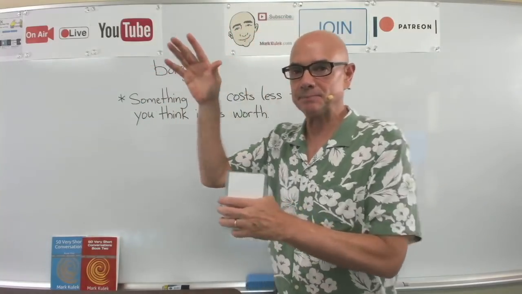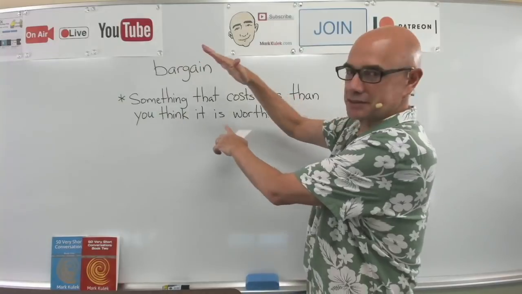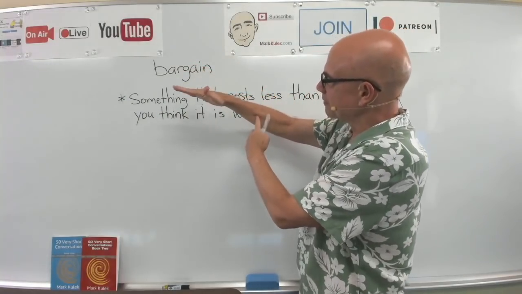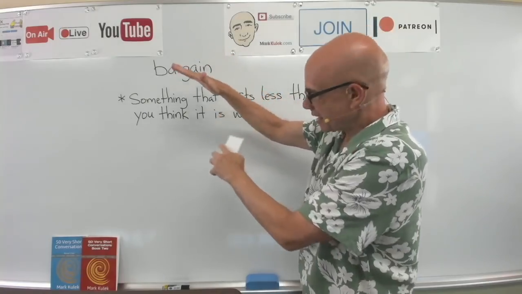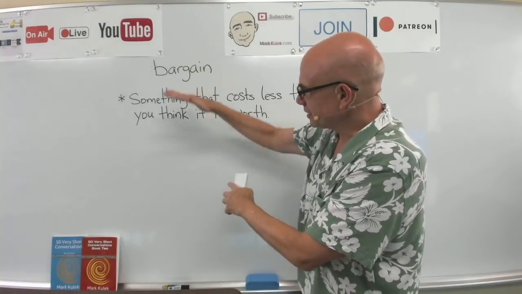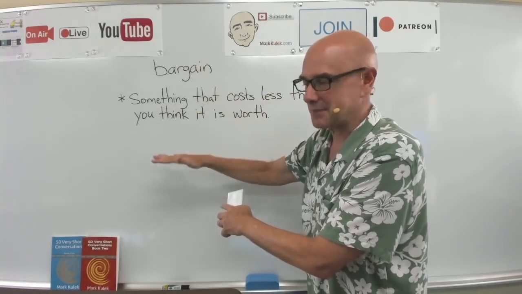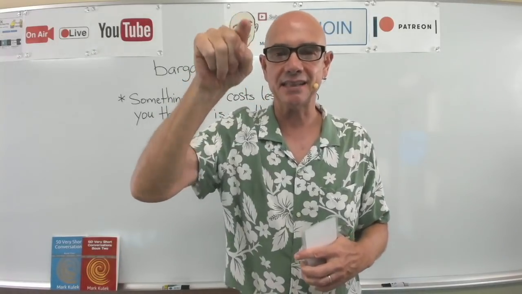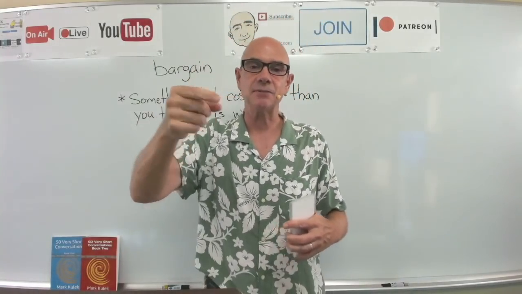For example, here's my arm, and there's the shadow of my arm against the whiteboard. As my arm moves up, my shadow moves up. As my arm moves down, my shadow moves down. My shadow is moving at the same time as I am. So you will be my shadow. You will speak at the same time as I do.